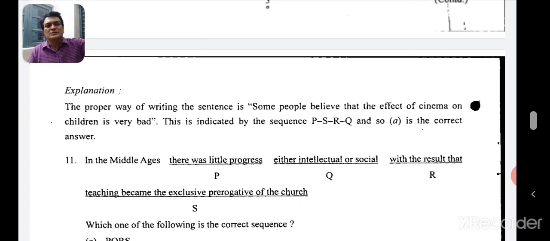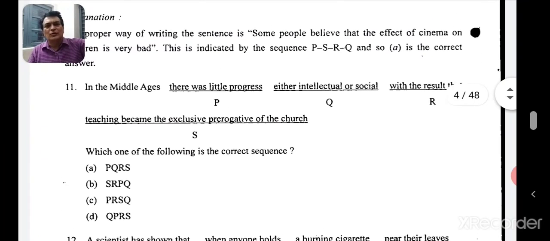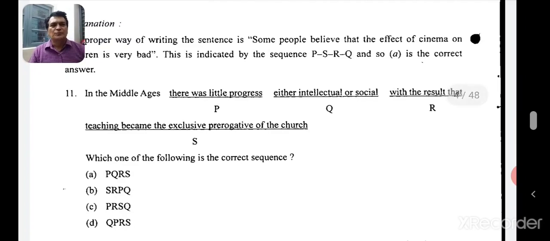Now in the case of this first example we'll take up, that is the 11th one. Now here, so let's see here. In the Middle Ages there was little progress, either intellectual or social, with the result that teaching became the exclusive prerogative of the church. Remember, whenever you are trying to answer this question, think of the structure, how we frame the sentences, subject, verb, object, think about all that.